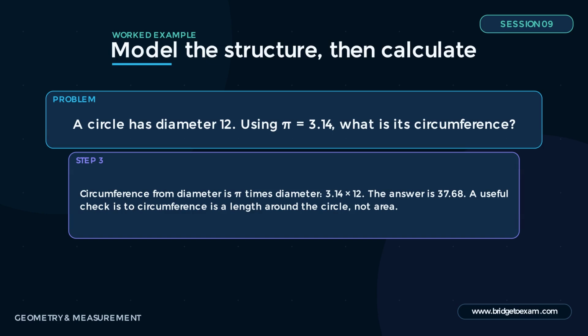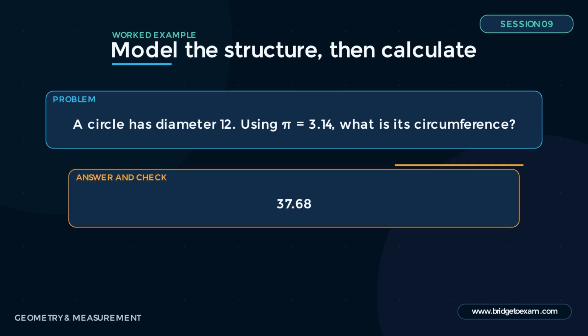Step 3 carries out the mathematics. Circumference from diameter is pi times diameter, 3.14 times 12. The answer is 37.68. A useful check is that circumference is a length around the circle, not area. Now verify the result against the original wording. The quantity, numerical size, and unit must all make sense together.